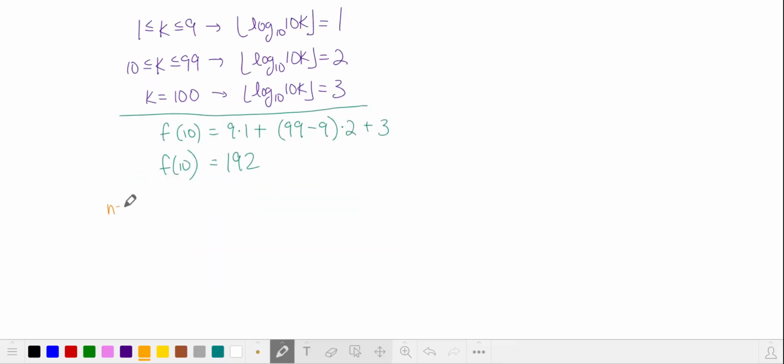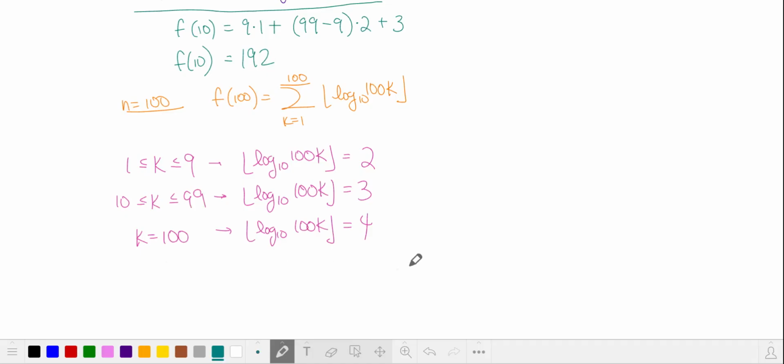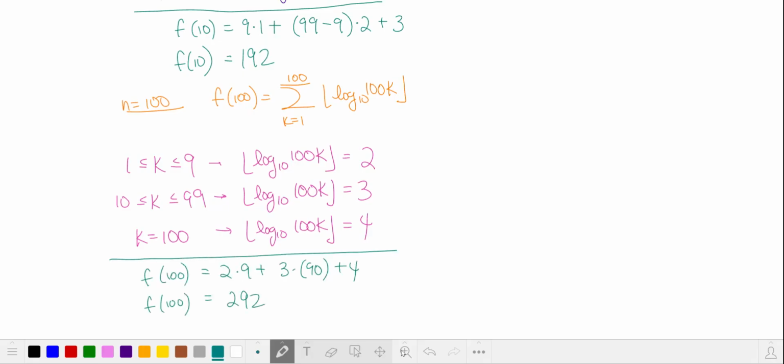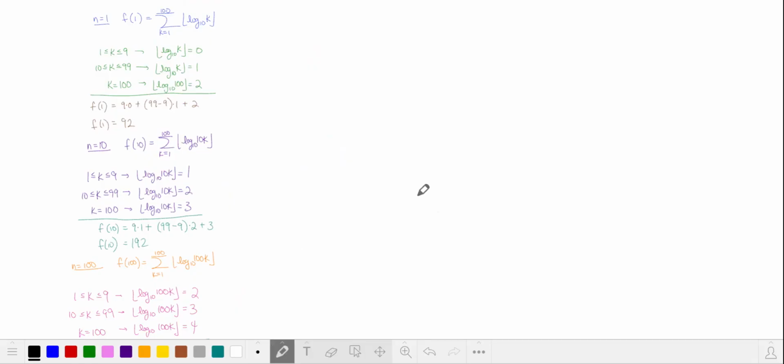Now we'll continue with n equals 100. And with these same cutoffs, our logarithms all increase by 1 again. So f of 100 is 292, and we're getting close to 300. Let's see what happens as we increase n.